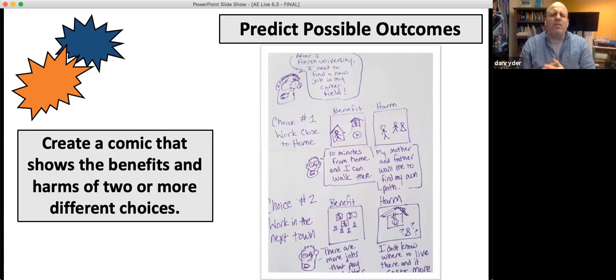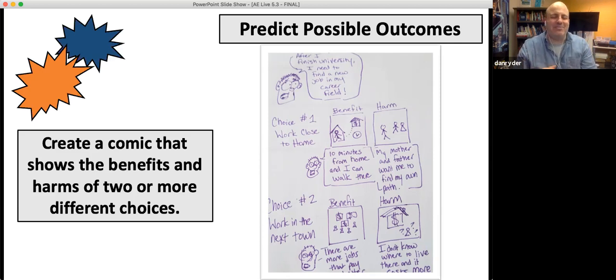But one of the ways that you can work with students is to ask them to predict possible outcomes when they're making a decision, because decision making is a really important critical creativity experience. Critical creativity. I'm sorry, I misspoke there. Critical thinking experience. I wrote a book about critical creativity, but that's not what we're talking about. We're talking about critical thinking.